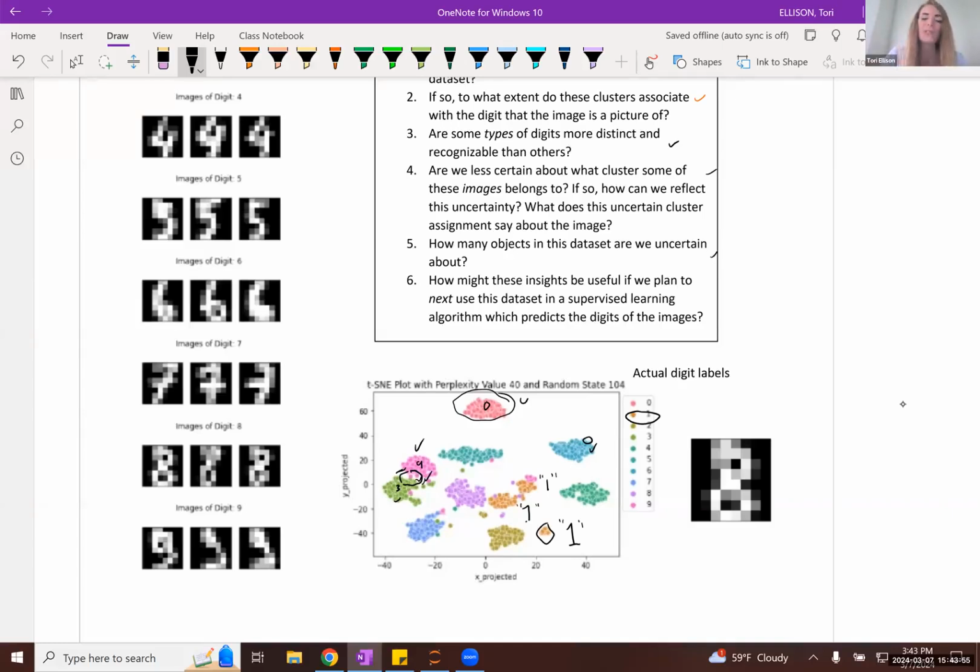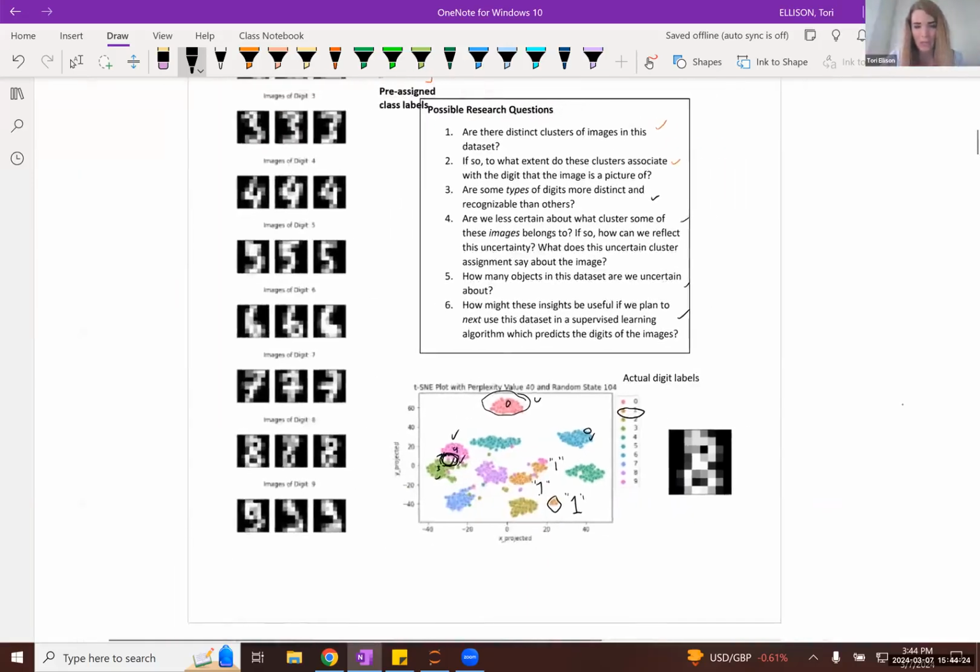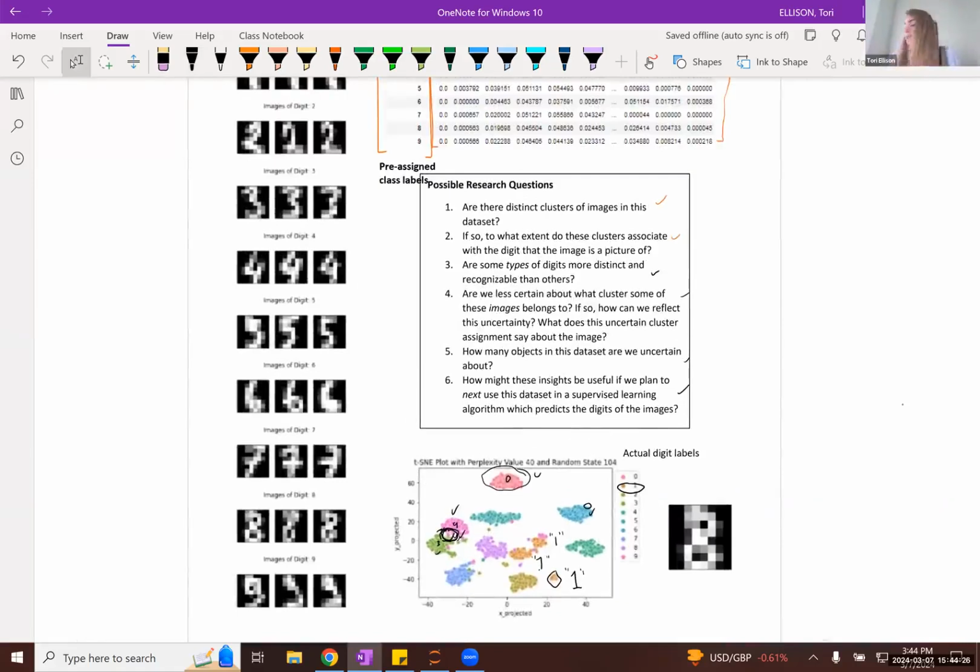And then we also might want to explore how many of these observations in this data set we should be uncertain about in terms of what cluster they belong to. And then, how might we use these insights to better help us design, for instance, a supervised learning algorithm? For instance, why is it that these particular observations straddle the mostly 3 and mostly 9 clusters? So this can all yield useful insights. So this is going to be our general research goal. But any questions on that?